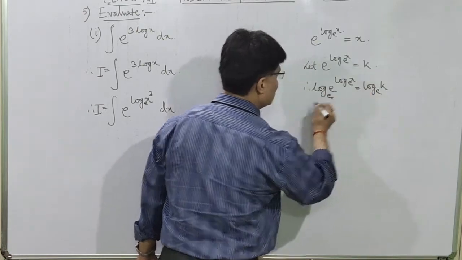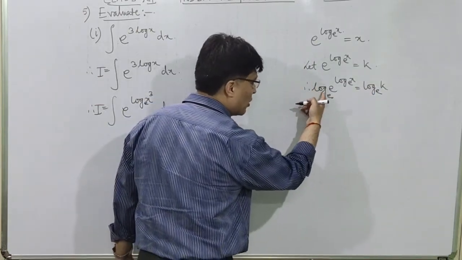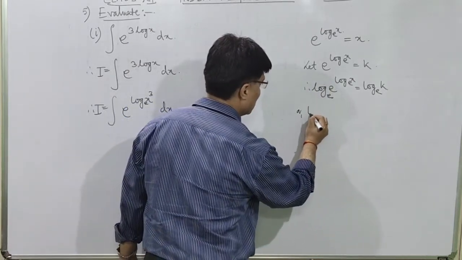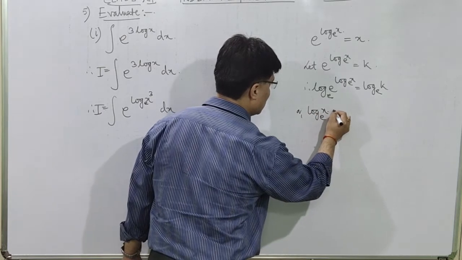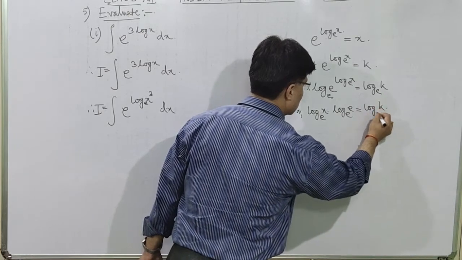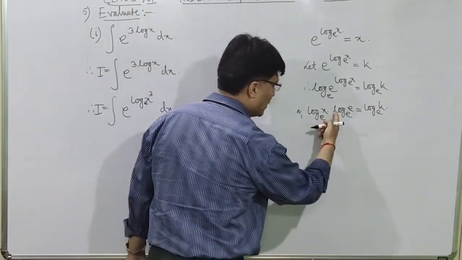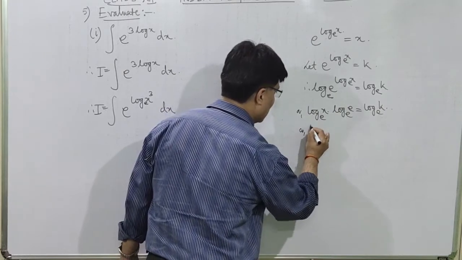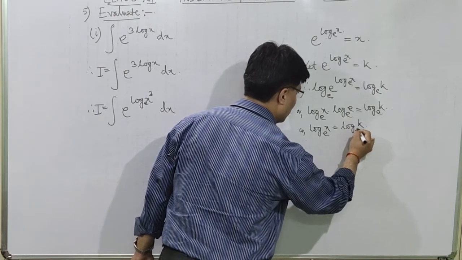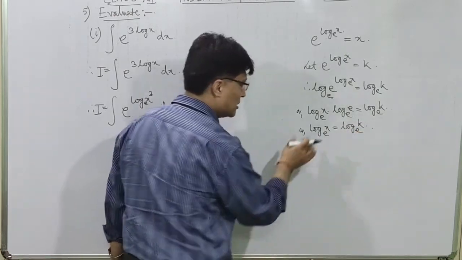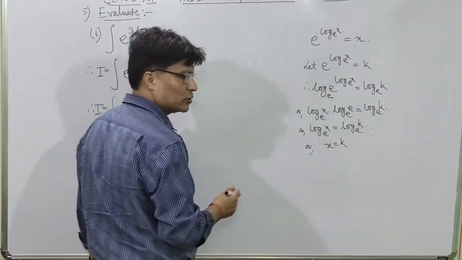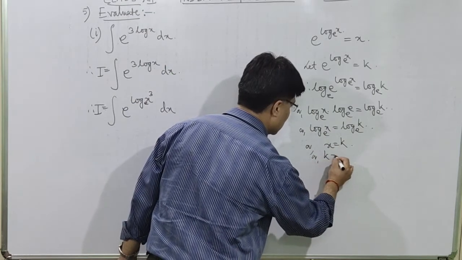Here also the base is e. Now because of this, log x base e becomes the coefficient, from the properties of logarithm. It is log x base e into log e base e is equal to log k base e. Now what is log e base e? It is 1. So log x base e is equal to log k base e. Since log x base e is equal to log k base e, x is equal to what? x is equal to k. So we have proved that k is equal to x.